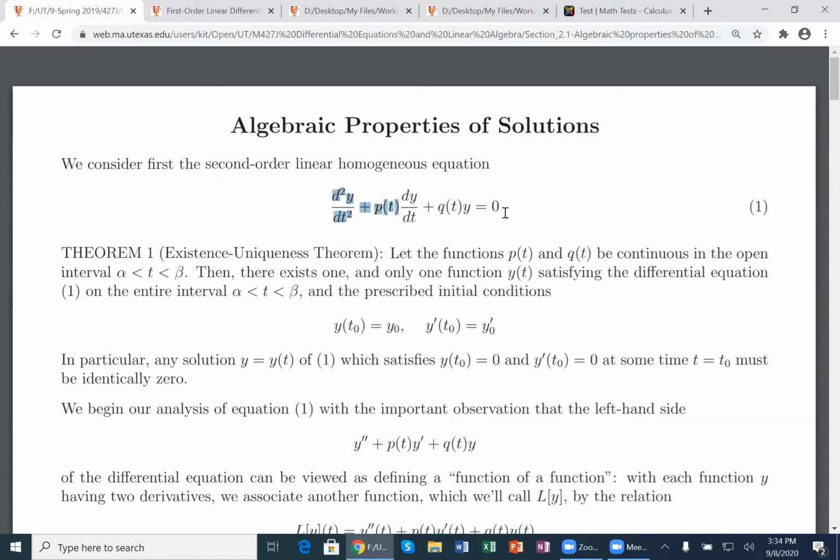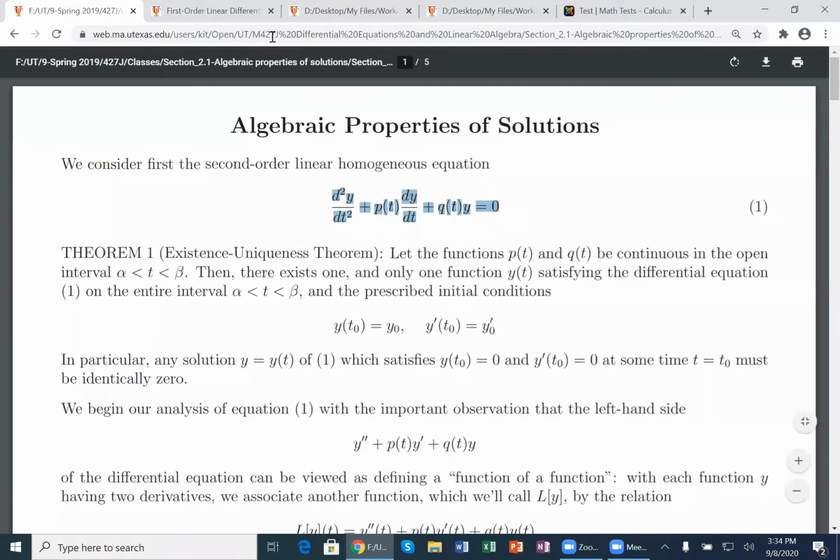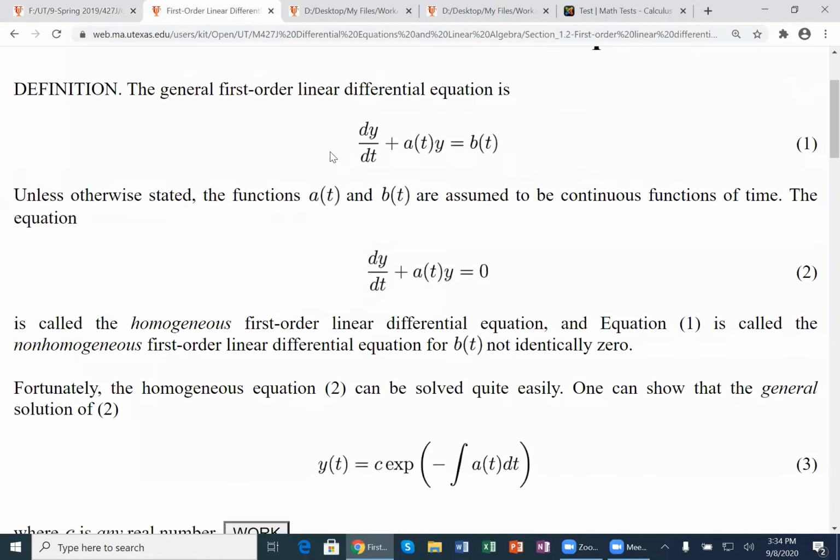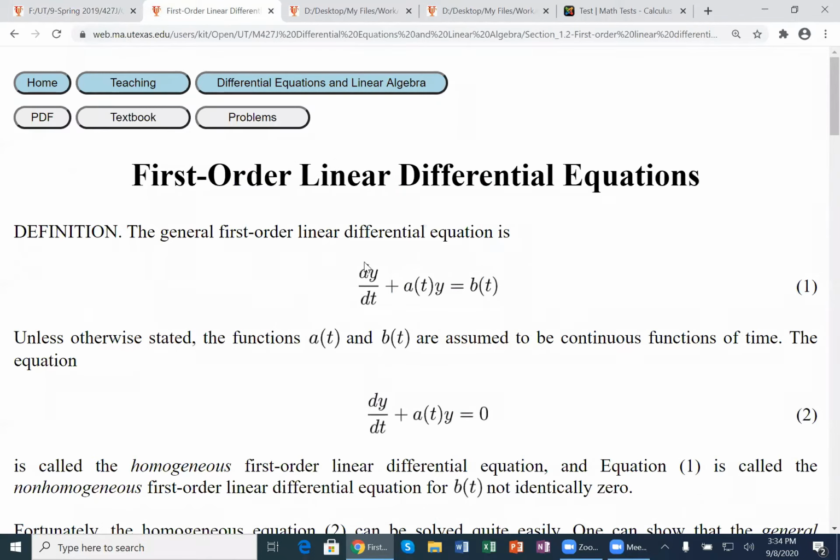We call this equation second order because we have y prime prime, homogeneous because we have 0 on the right, linear equation. Big question is, why do we call it linear? By the way, you may ask me the same question here. We call this first order a linear differential equation.